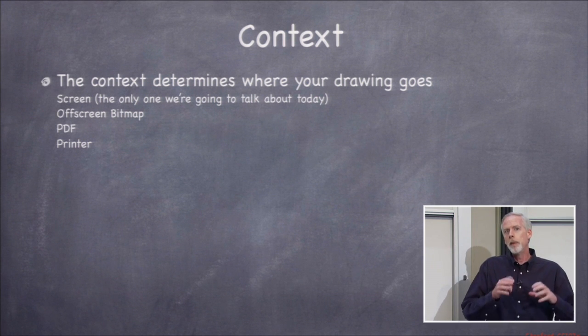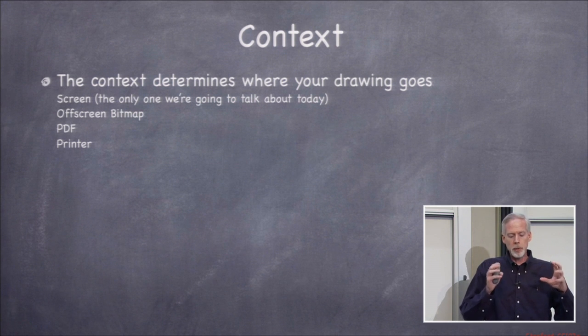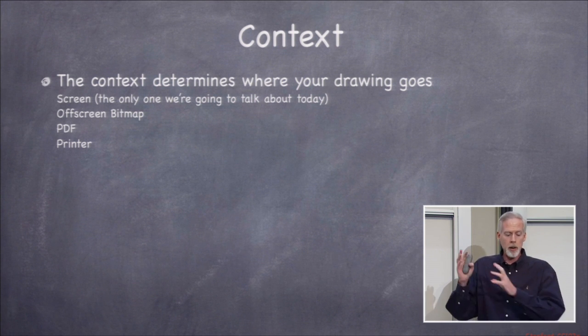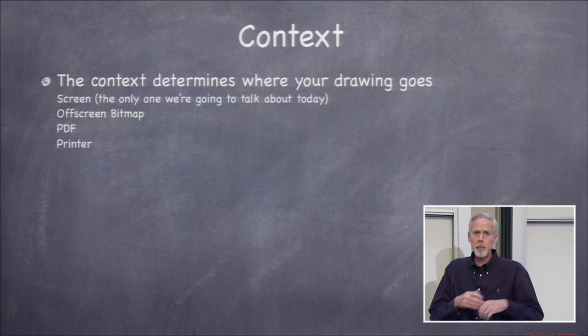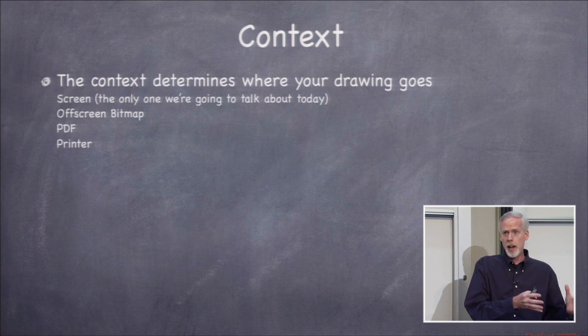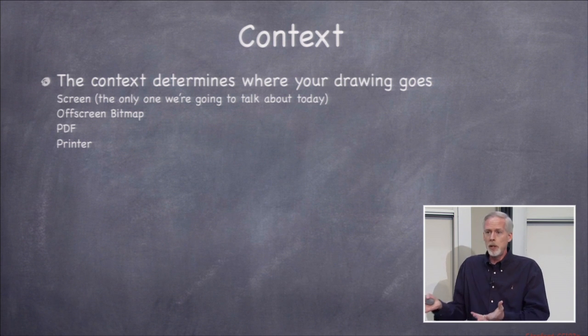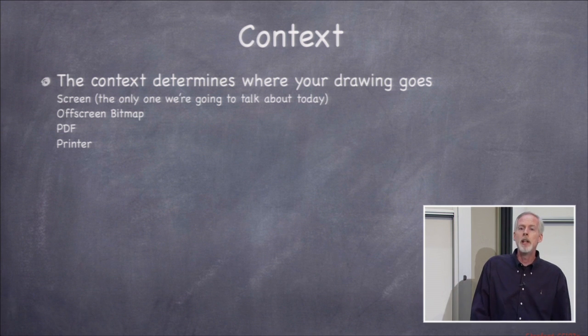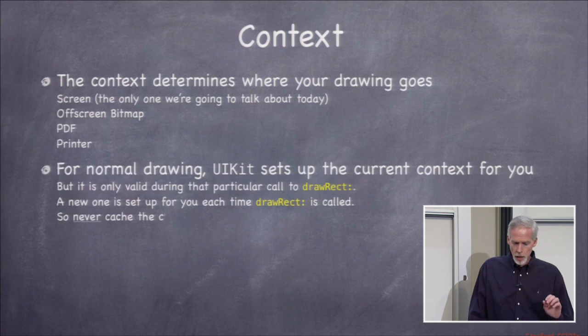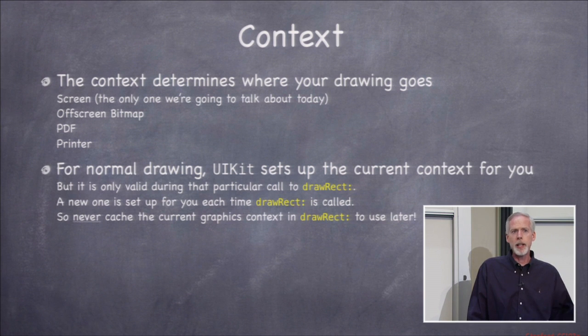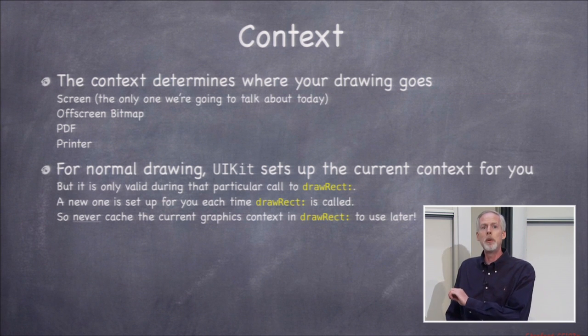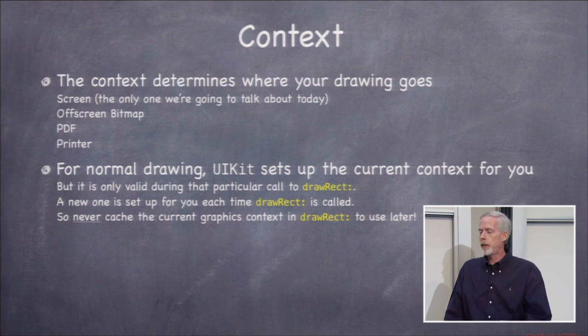But a context means where am I drawing? Am I drawing on screen right now? Am I drawing off screen in some bitmap? Am I creating a PDF file out of what I'm drawing? Am I drawing to a printer? iOS has great printing support, so you could be drawing to print a page on an AirPrint printer or something like that. So that's the context part of it. For normal drawing, UIKit sets this context up for you before it calls DrawRect. And then once you're in DrawRect, the context is ready to go. UIBezierPath knows what it is.